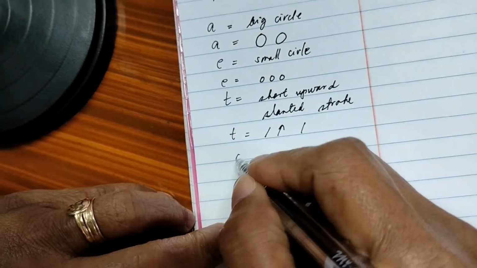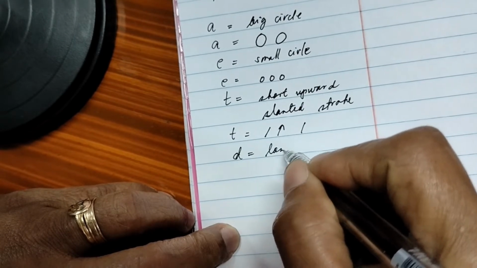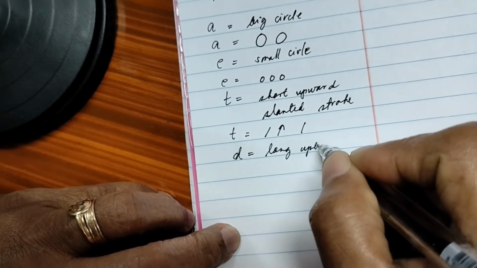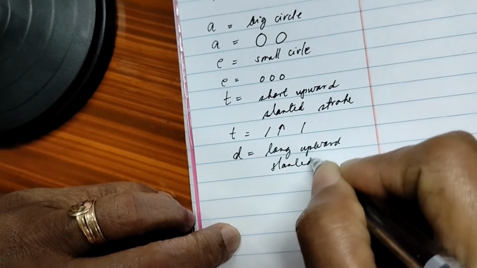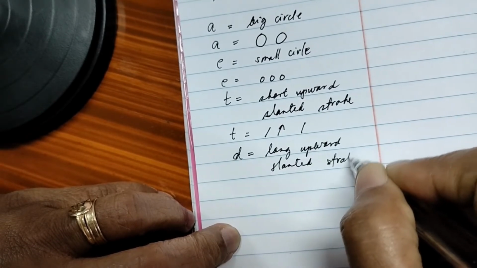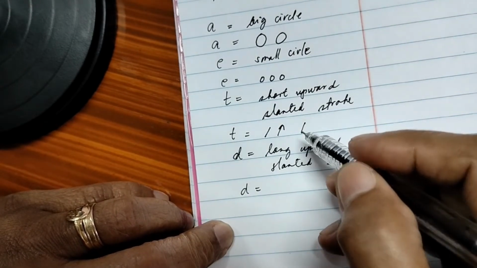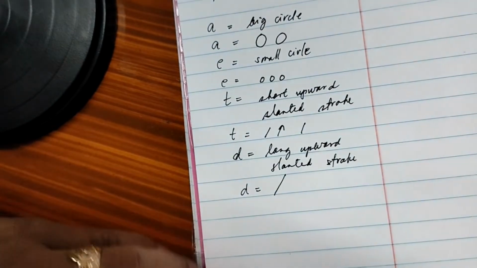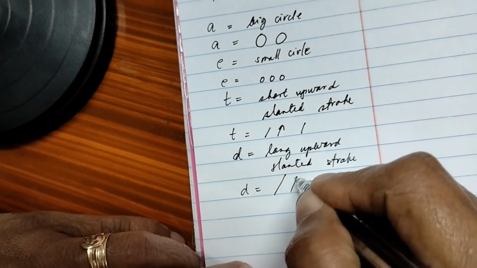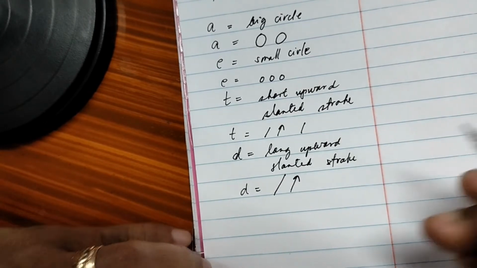Then letter D, as in dog, is represented by a long upward slanted stroke, occupying one whole of the writing line. So if the T is almost 1/2 or shorter, letter D is occupying one whole of the writing line. So the direction of writing is upward. So that's your letter D.